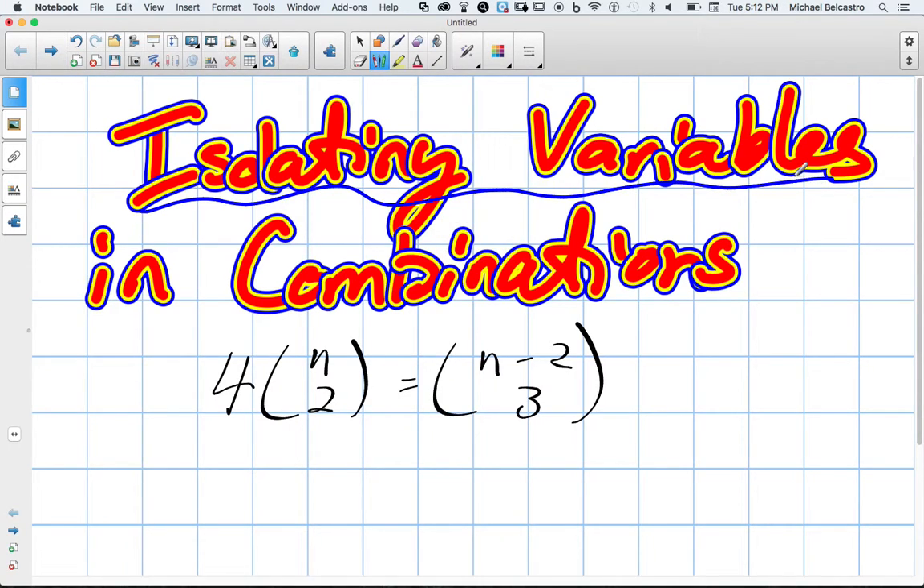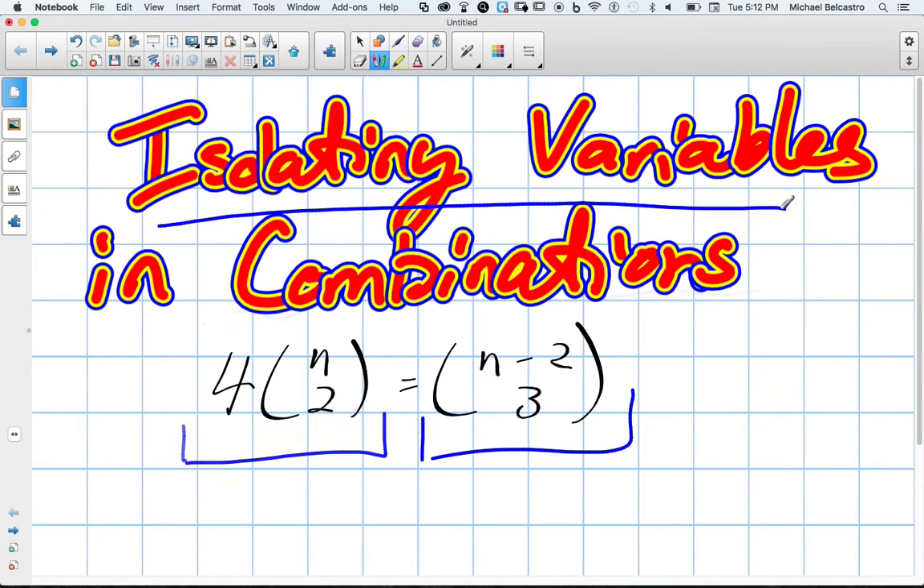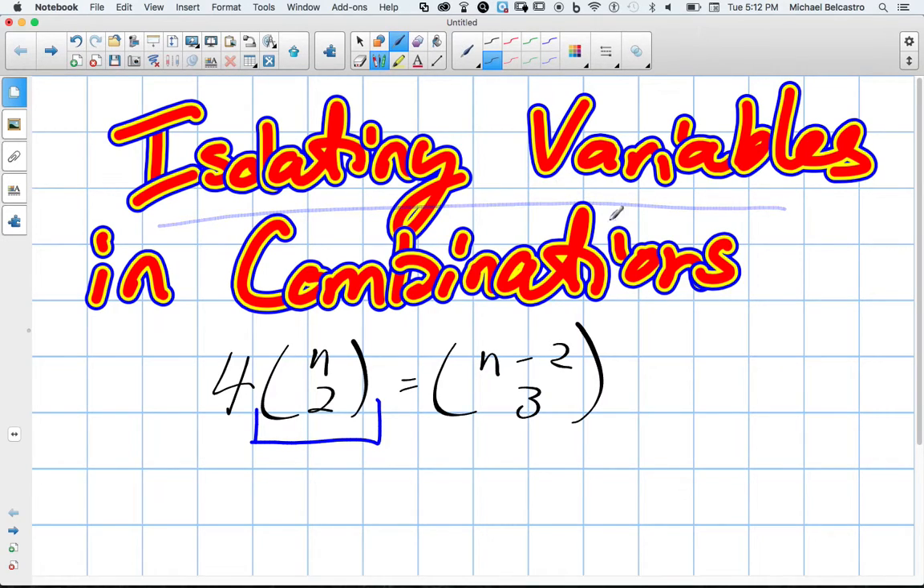Okay, so we're going to do isolating variables, but using the combination formulas. So these symbols here are difficult. They're not what we're used to seeing when it comes to an isolating variables equation. We're used to some usually specific notation. What we have to realize is this is a notation that can be used for the function of a combination.